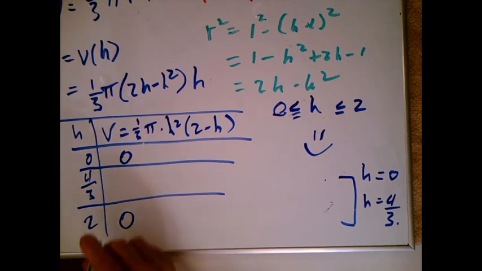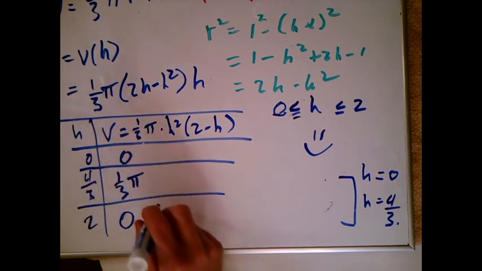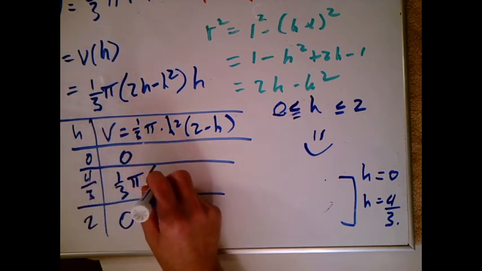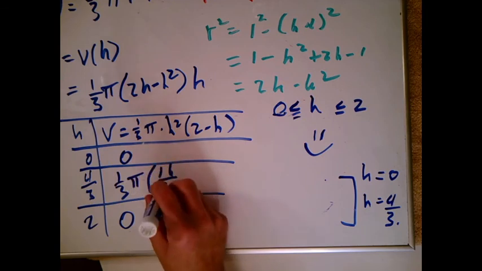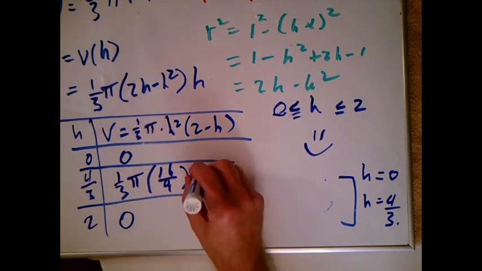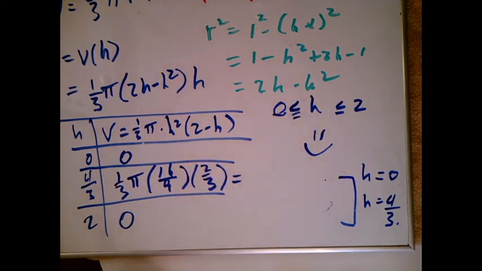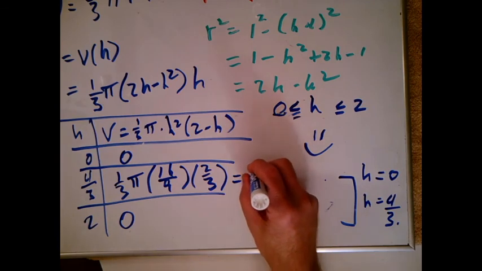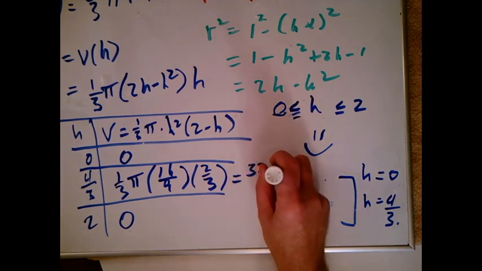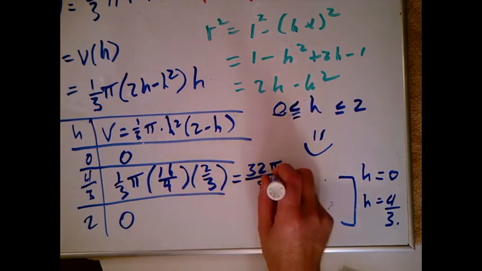When I put 4/3 in, to a degree, I don't care that much, right? I'm going to get what? I'm going to get 16/9 here, like this. 2 minus 4/3 is 2/3, I think. That's going to look like this. And if someone insists on an answer, I'm going to get 32 pi on the top, and I'm going to get 81 on the bottom.